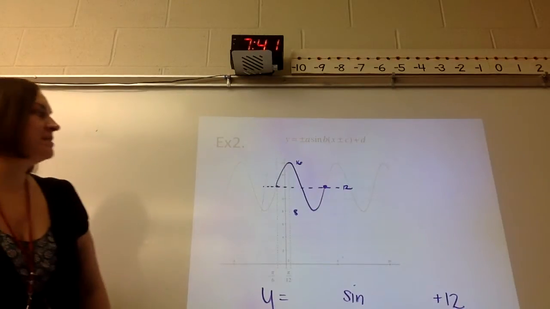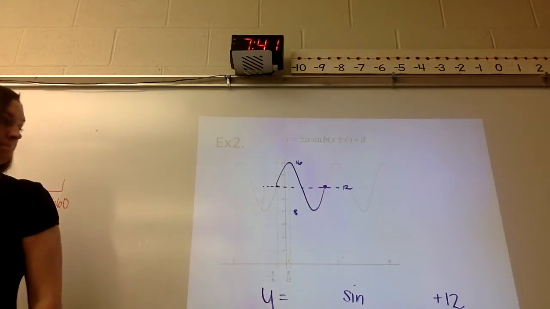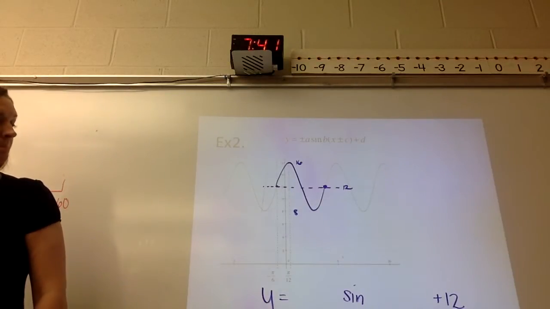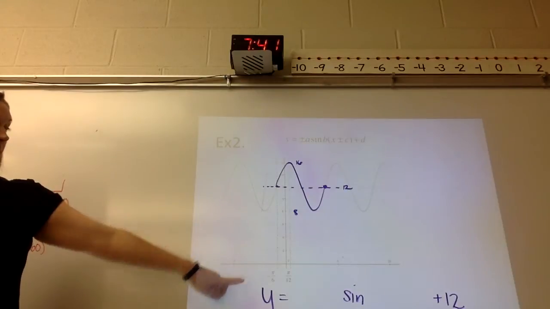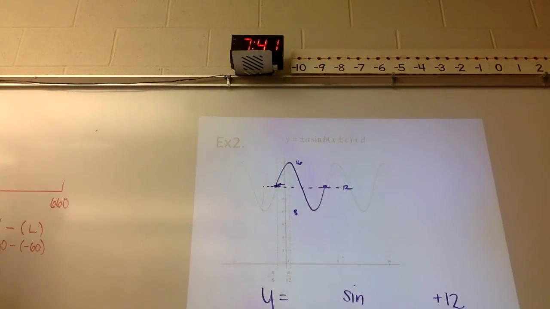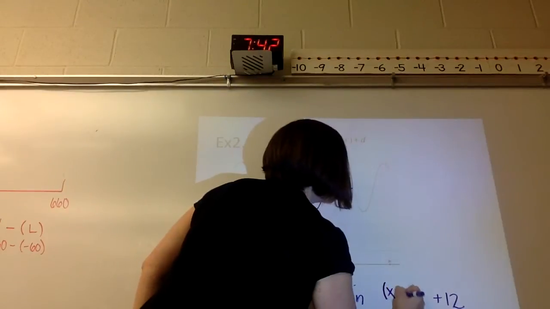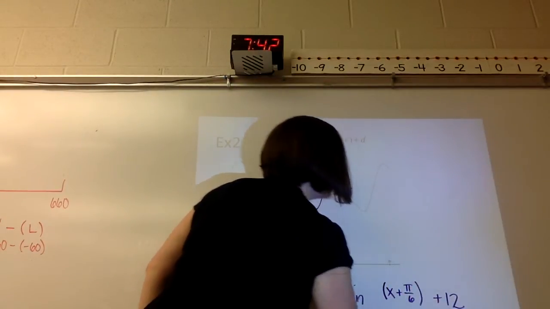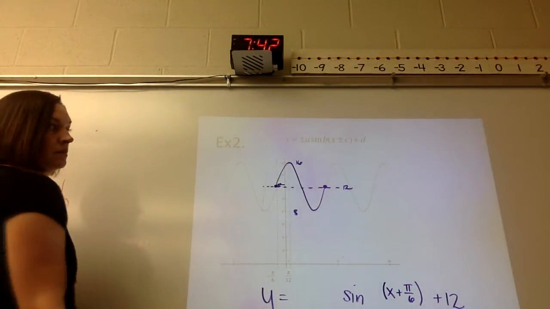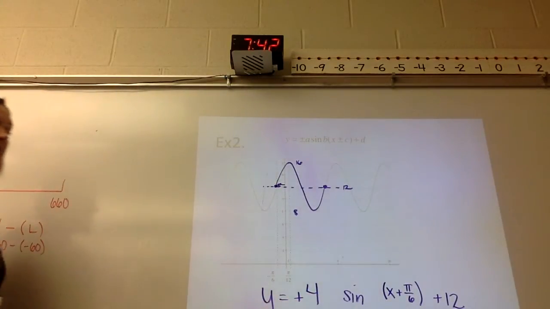All right, so now what happened to my sine graph? How did it shift? Well, we went this way, didn't we, to the left again? We went to the left, pi over 6. So in here, I'm going to have an x plus pi over 6. Amplitude is 4, and it's a positive. It's regular old sine.